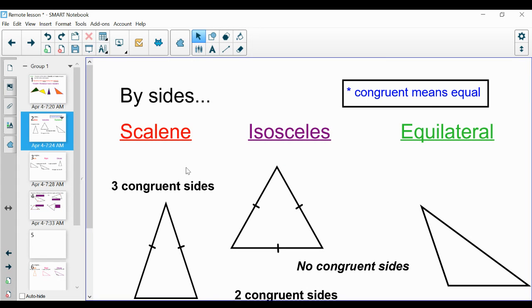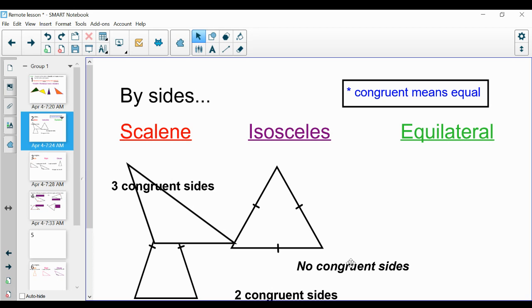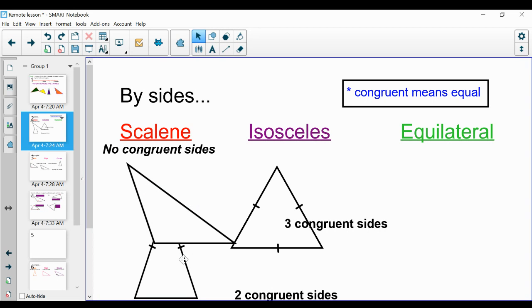So when we talk about a scalene triangle, that is a triangle that has no sides that are the same. So we're going to put this one here. We'll say no congruent sides. And I wrote up here, congruent actually means equal. So when we're talking about the sides, we're talking about the length of them. So this triangle right here, and we can move some of these guys, this triangle right here has no sides that are the same.